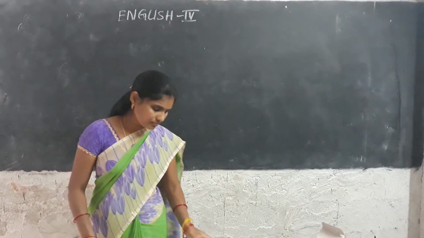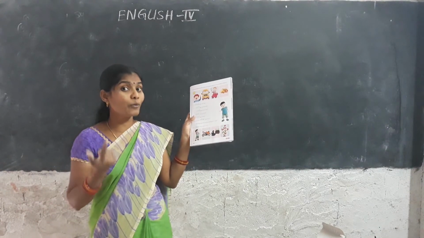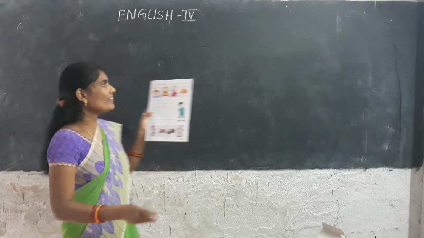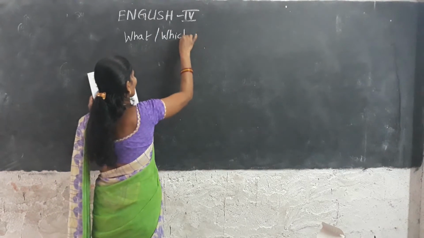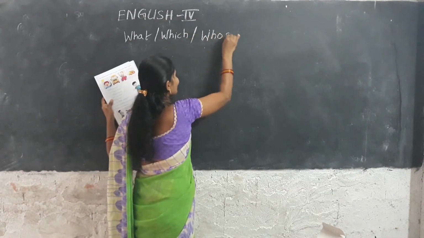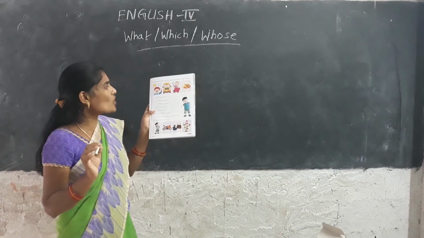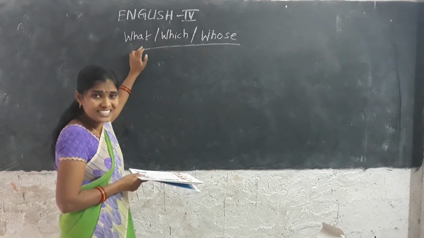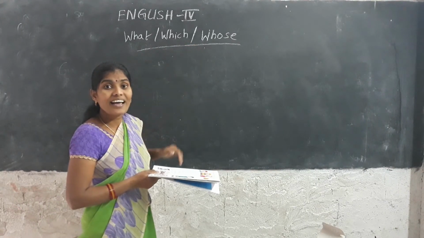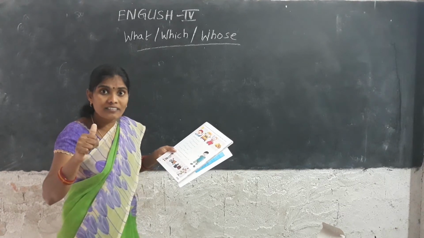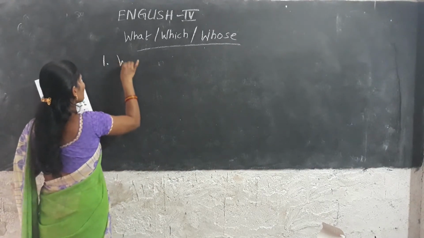Now, first one. Dash idea was this. We had to use only what, which, whose. These interrogative adjectives only we have to use in the blanks. Dash idea was this. What idea was this? Which idea was this? Whose idea was this? We are asking the person. We want to know the person whose idea was this. So we have to write down whose idea was this.